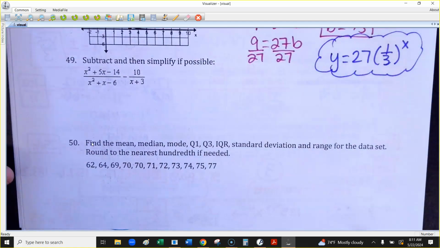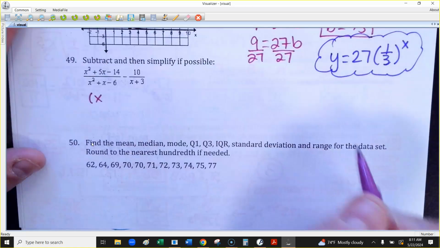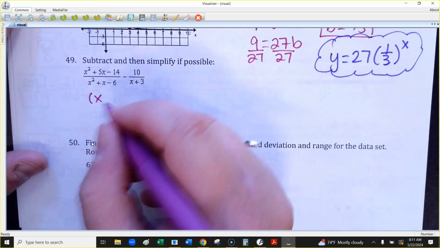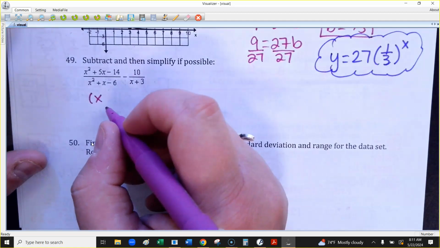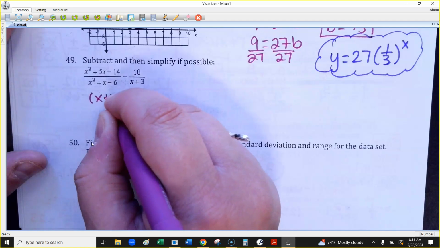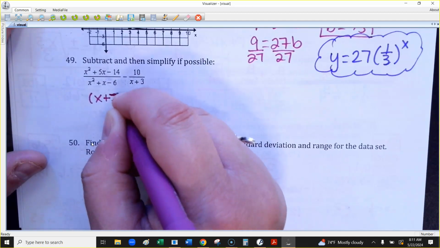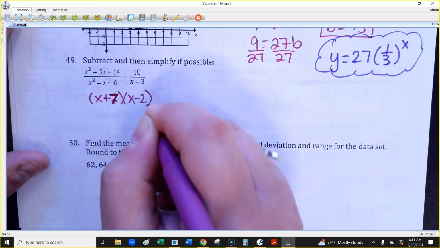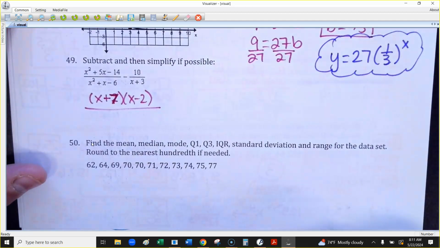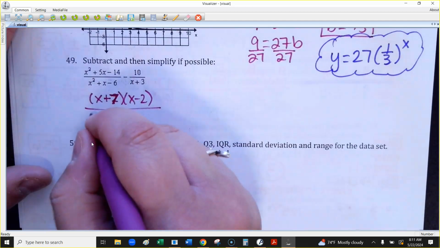All right, first thing I'm going to do, I'm going to factor this just real quick. Multiply to get -14, add to get 5. Let me see. I'm going to do +7 and -2. Yes. Okay. What would you do for the bottom? I've got multiply to get -6, add to get +1. 3 and -2.